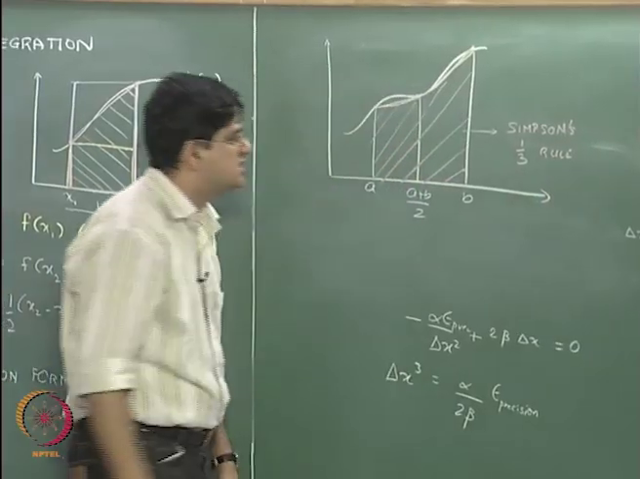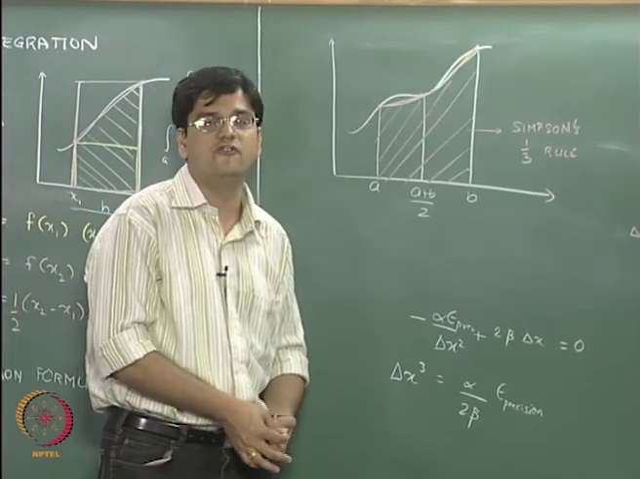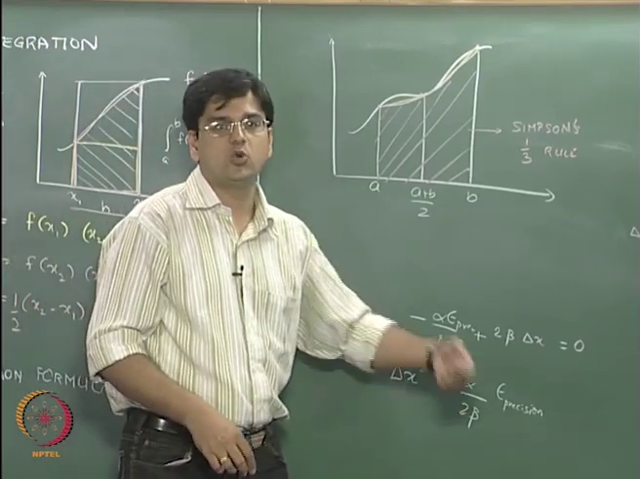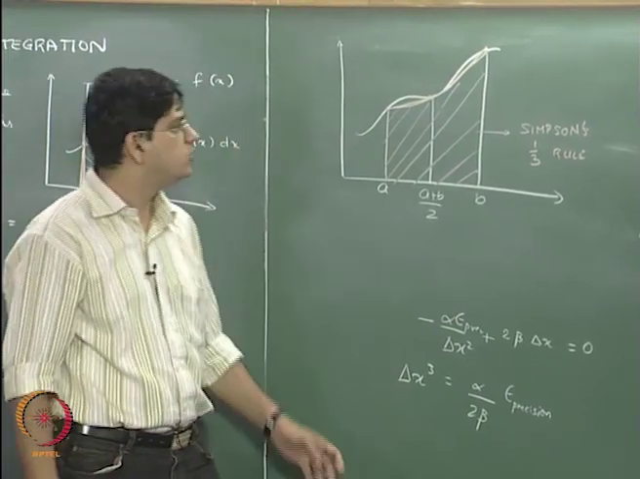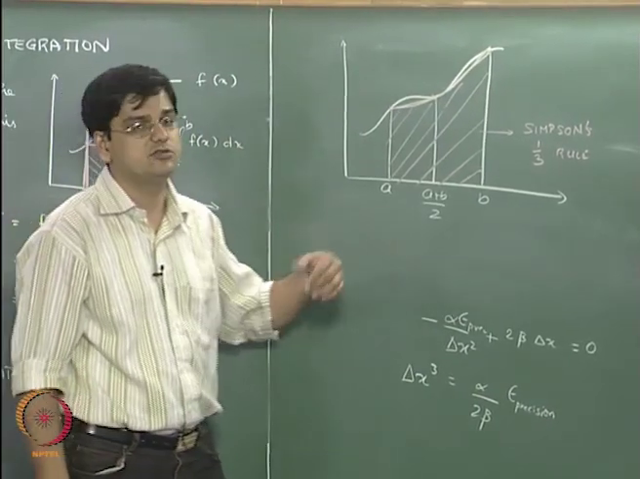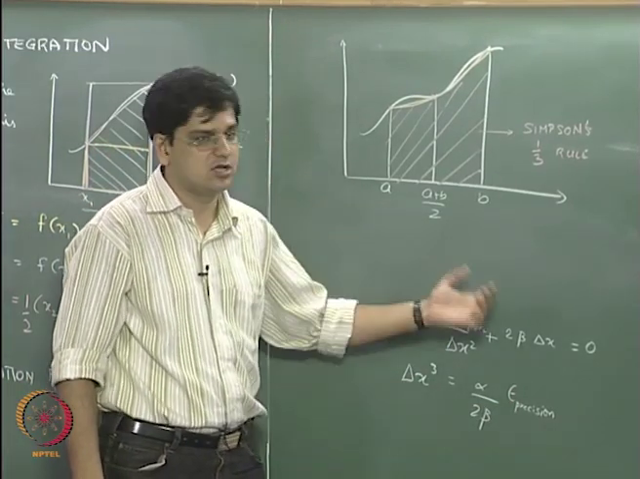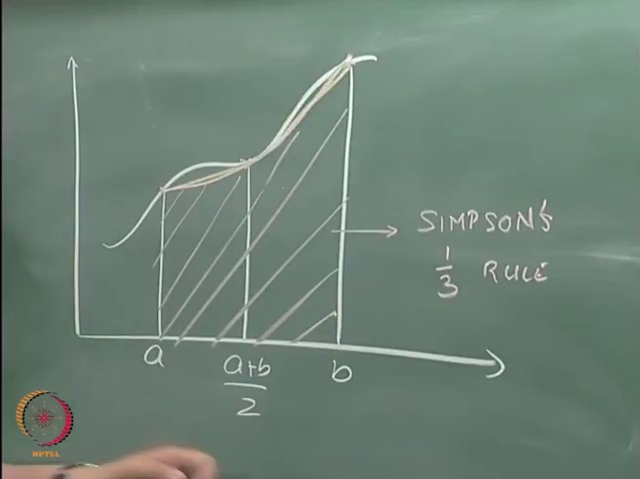Okay. If instead of 3 points we join a third order curve to the 4 data points, we will get Simpson's 3/8 rule, and so on and so forth. We can go to higher order rules as well. Usually we do not go beyond Simpson's 3/8 rule, and we will see why that happens in the next lecture.